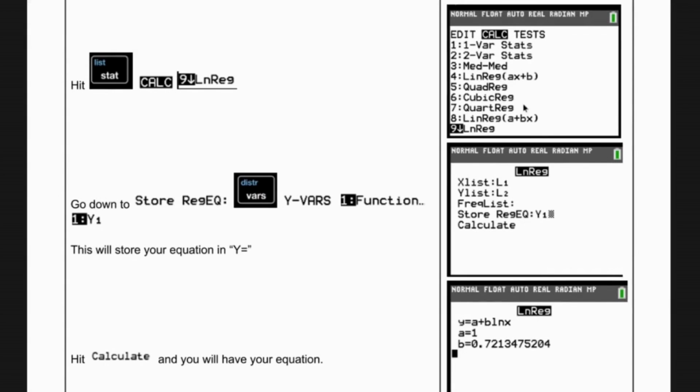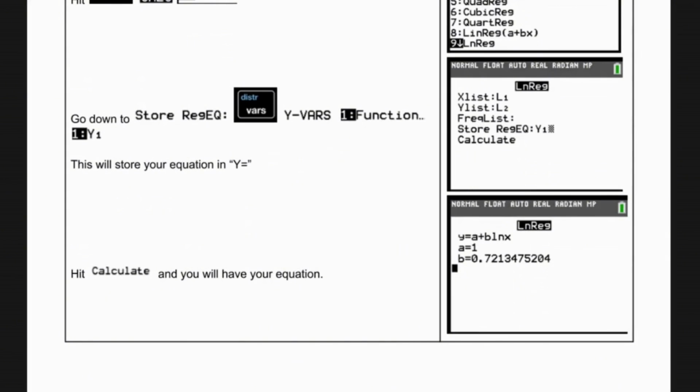Now, more often than not, after we hit ln reg, we're going to want to use this equation for later. So the way that we're going to store our equation into the y equals button is we're going to go down to store reg eq. We're going to let it blink. We're going to hit vars, go to y vars, and then function y sub 1. So vars, y vars, enter, enter, and this will store your equation into y equals so that if we need to graph it or look at the graph, we will be able to do that. That'll happen with the very next problem that we do. Once you're done with that, hit calculate, and that gets you the equation.